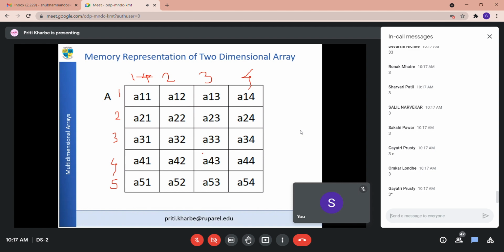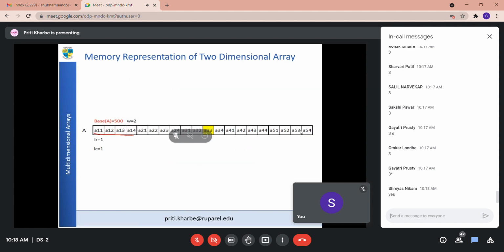They are asking the address of element A33. What will this element's address be? The base address, the first element's address, they are giving you, is 500. And now the matrix is stored in row major format. What does row major format mean? First you will have the elements of the first row, then you will write the elements of the second row, then the third row, and so on. So see, this is the first row followed by the elements of the second row, the third row, the fourth row, and the fifth row. Getting? Yes or no? Okay.